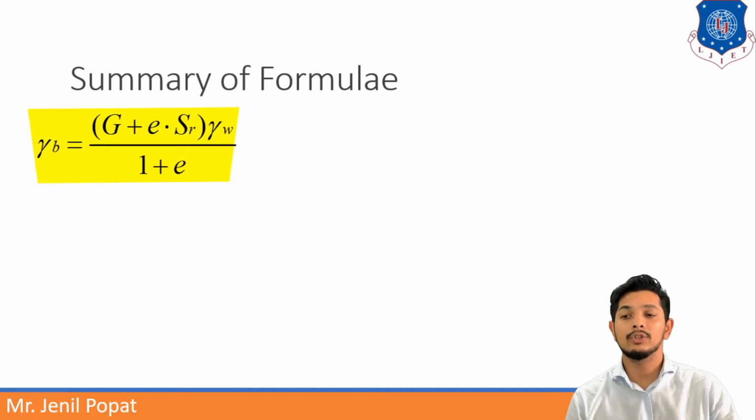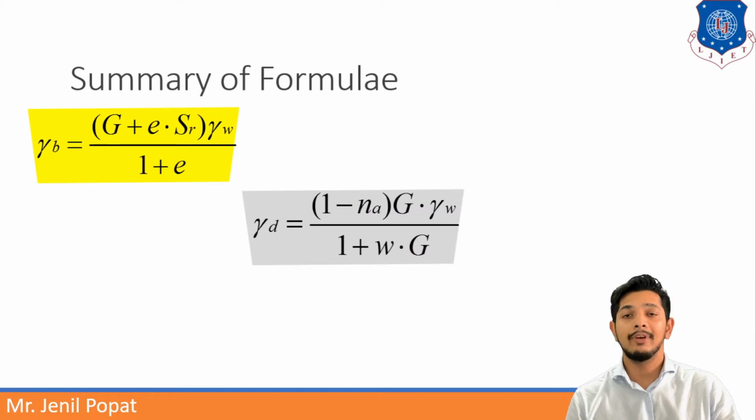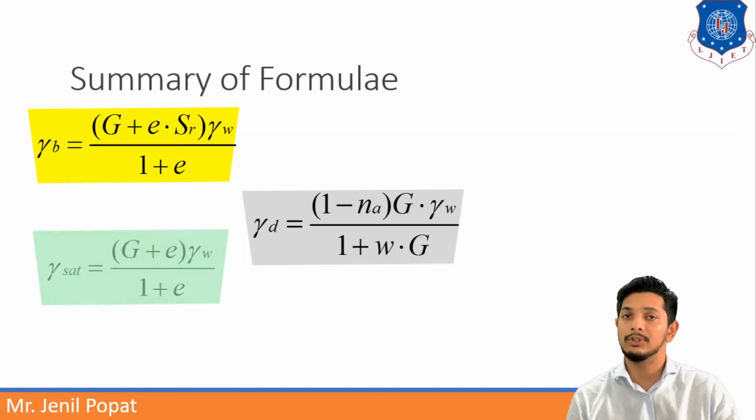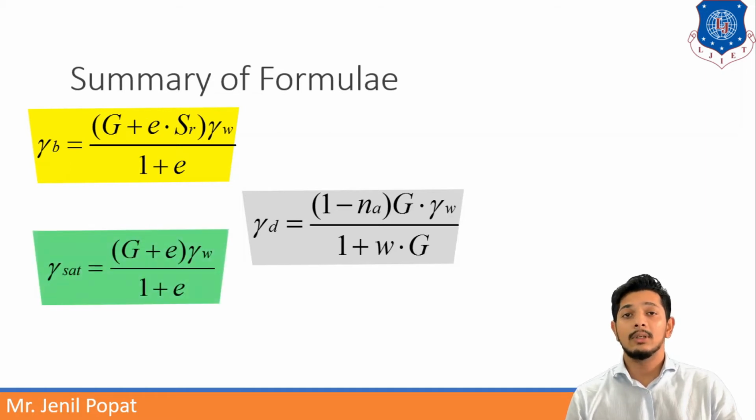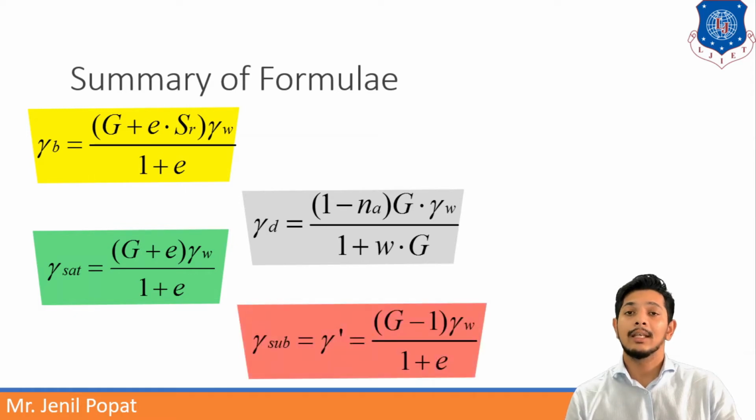Furthermore, we can also write some derived relationships like this. Gamma B is equal to (G plus e into Sr) into gamma W upon 1 plus e. Same way, gamma D, the dry unit weight, is equal to (1 minus na) into G into gamma W upon (1 plus w into G). Gamma saturated is (G plus e) into gamma W upon 1 plus e, and gamma submerged, that is gamma dash, can be written as (G minus 1) into gamma W upon 1 plus e. So these are the total formulas of this chapter. You should remember them so that you can learn numericals.